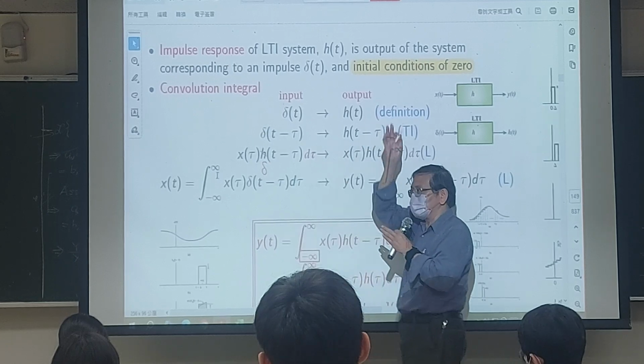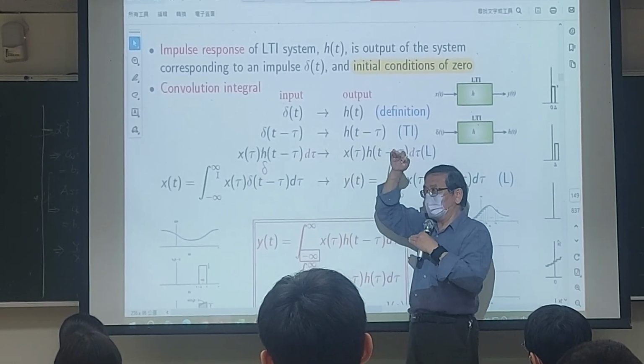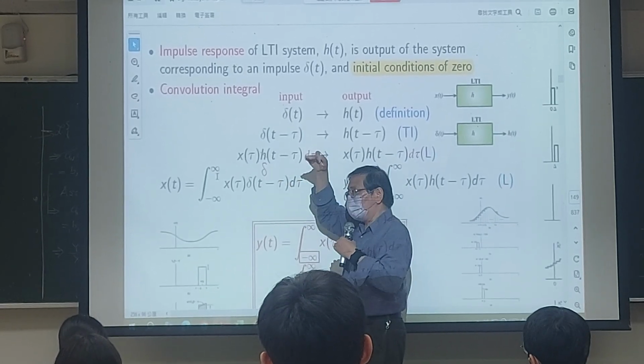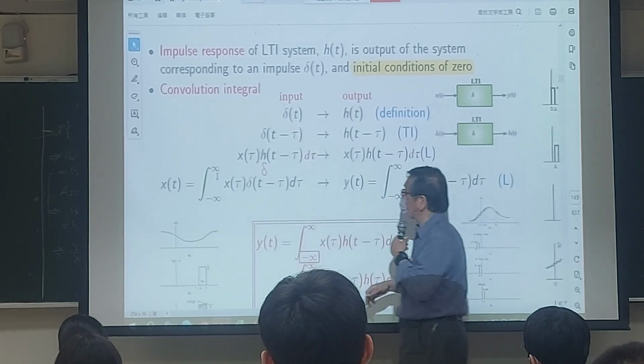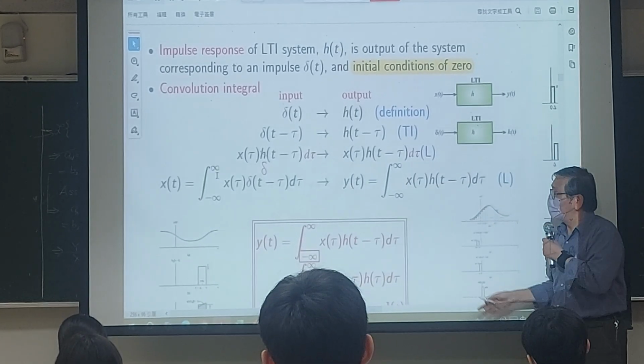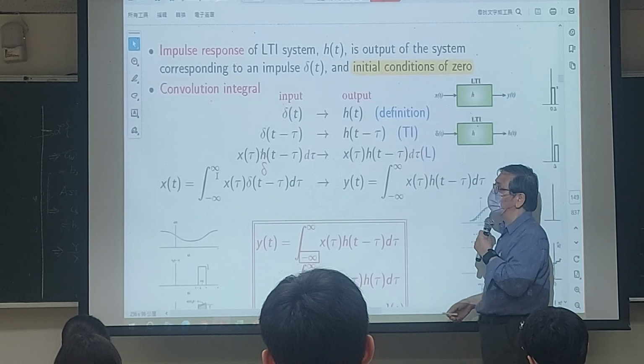The amplitude is infinity. So we have to multiply by tau so that we have a finite height, one over tau. I'll show you that again. And likewise, the output will be multiplied by tau again.